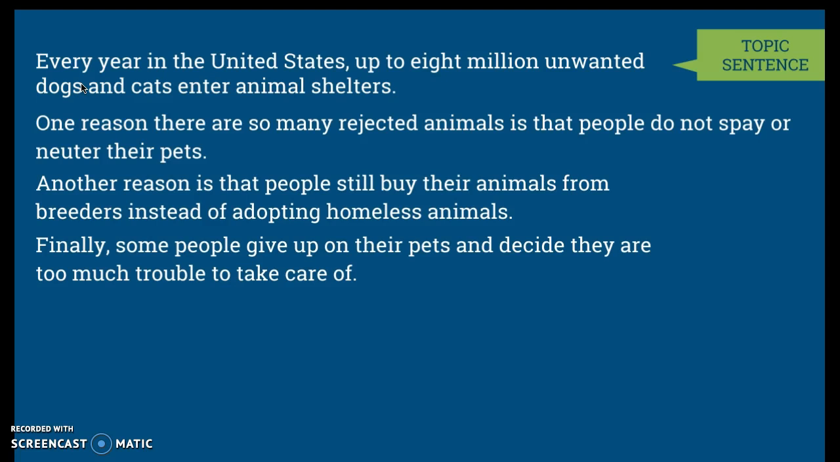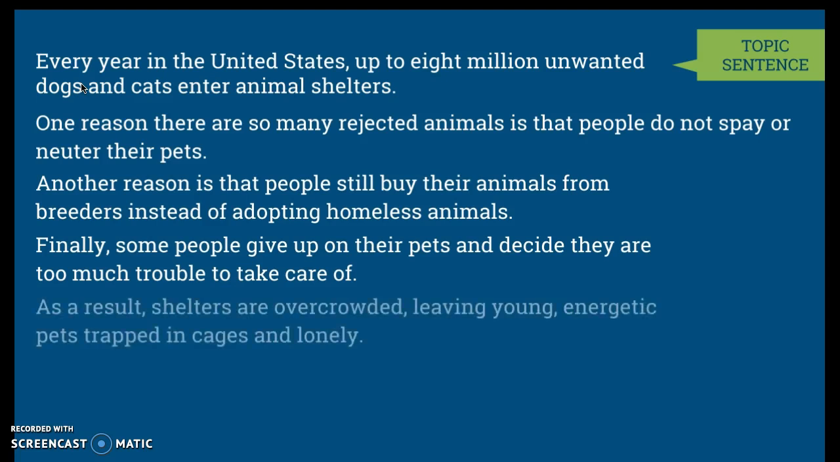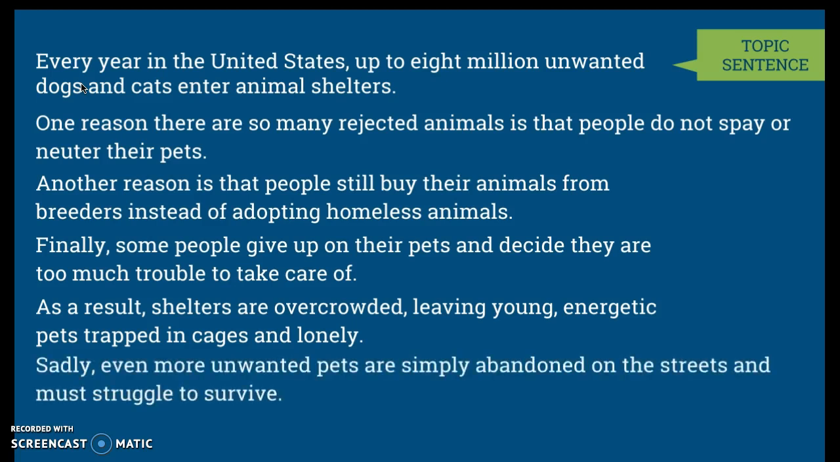So now we're going to transition into the effects and use this nice transition, as a result. Shelters are overcrowded, leaving young, energetic pets trapped in cages and lonely. And result number 2, sadly, even more unwanted pets are simply abandoned on the streets and must struggle to survive.